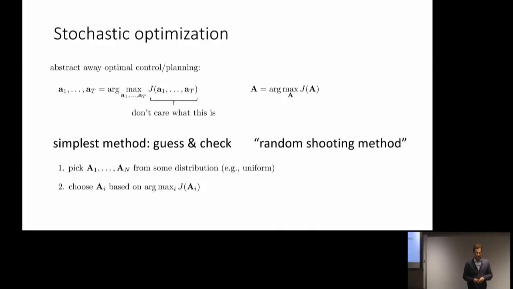So, guess and check sounds kind of lame, so if you want to impress your friends at parties, you can call this the random shooting method. But it's really just guess and check. So I just wanted to mention this because it works. It also has some advantages. You can parallelize it very easily, and for low dimensional problems or shorter horizons, it's a decent way to optimize your objective function.